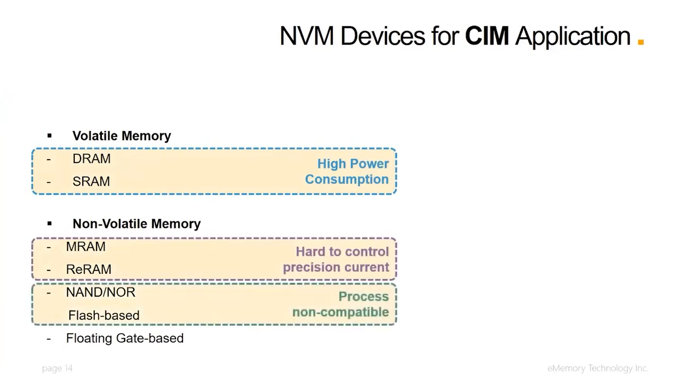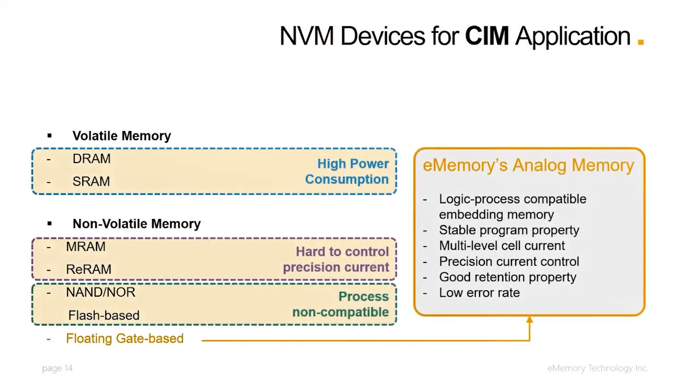It's also from a flash-based memory that the fabrication process is more complex. So many papers and studies all reveal the floating gate base is the potential multi-level memory for analog memory. Here, eMemory analog memory is a floating gate base, and it is based on logic process compatible embedded memory with one single poly process.